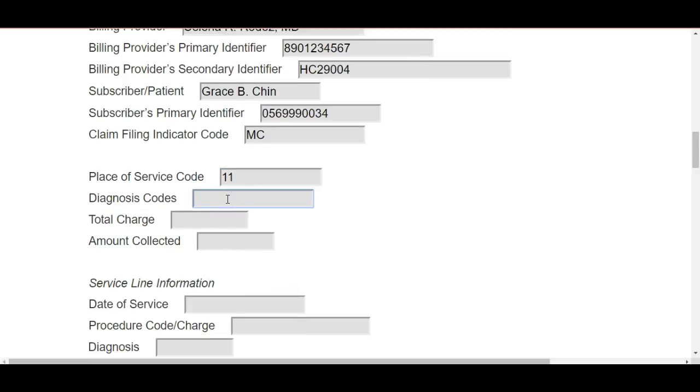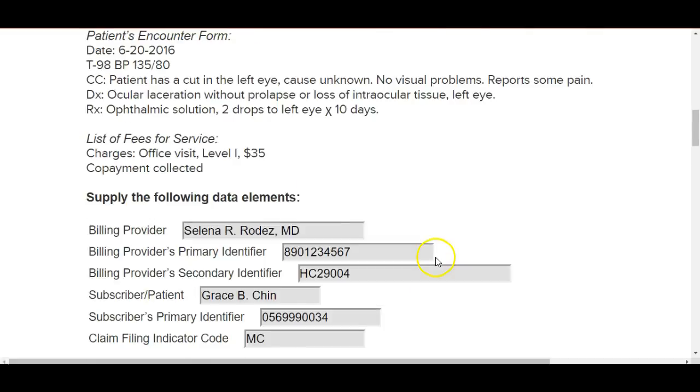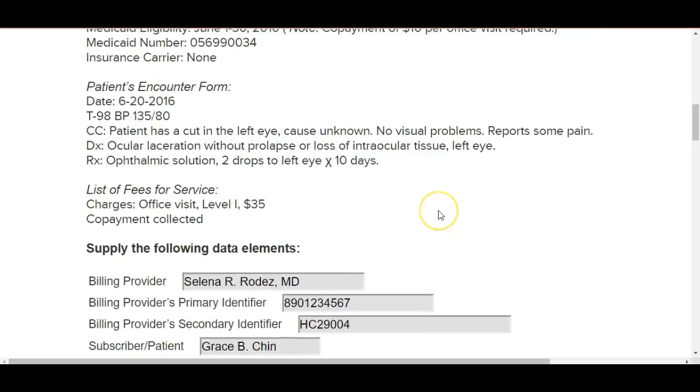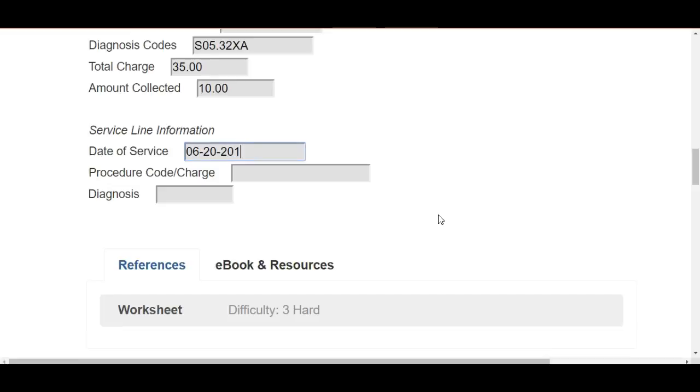And then the diagnosis codes, I just wrote down, we said that that is going to be, I think, S05.32 XA. Again, make sure those are capitalized. The total charge, what was it? $35. You do not need to put the dollar signs in there. The amount collected, we collected a $10 copay from her. So the date of service was 0620, that was right? 6/20/2016. And the procedure code, you guys do not have this, but I looked it up, it is 99201. And the charge is $35.